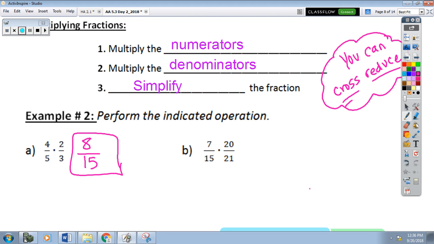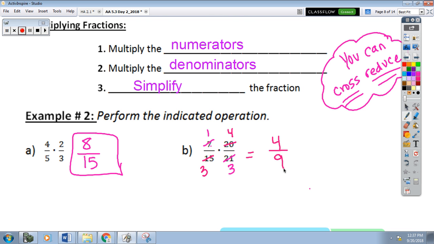So you can cross-reduce. Cross-reduce means reducing the fraction, but not necessarily right on top of each other. So if you notice, 7 and 21 have a common factor of 7. If you divide this by 7, you'll get 1, and if you divide this by 7, you'll get 3. So you can reduce 7 21sts to be 1/3. That's cross-reducing because you're not doing it right above, but actually across. This would not work if this were an equal sign in the middle, a proportion. And then 20 and 15 have a common factor of 5, so divide 20 by 5, we get 4. Divide 15 by 5, we get 3. And then we multiply to get 4/9.